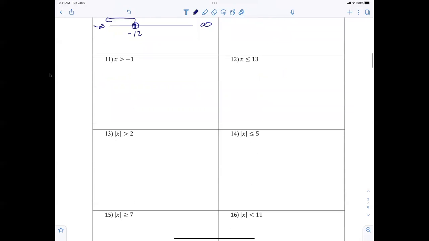Okay, now I have X greater than -1. Again, X is greater than -1. So I'm starting at -1 and heading out to infinity. That's how easy. Now, if I'm less than or equal to 13, again, think about small to large. We're at -infinity to 13. Bracket on 13, parentheses on the -infinity.